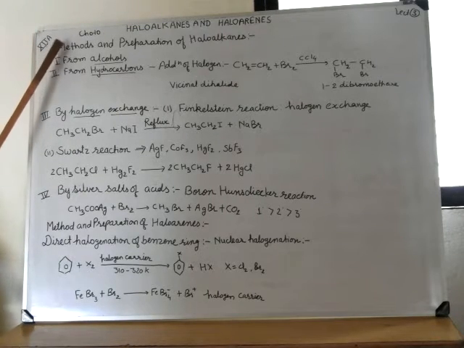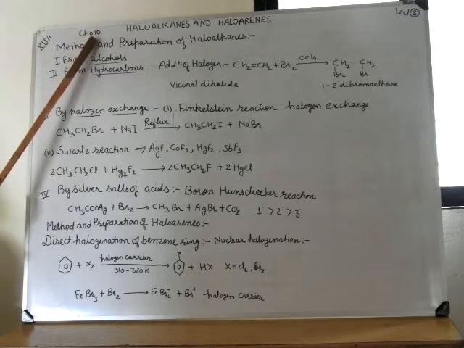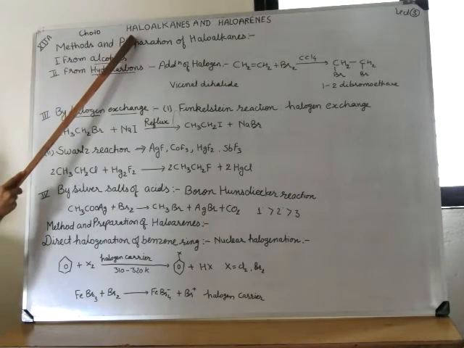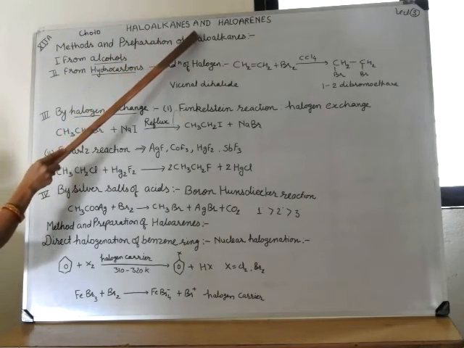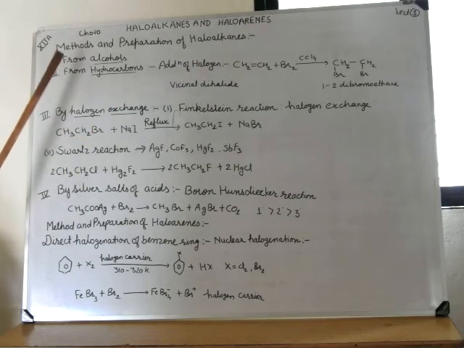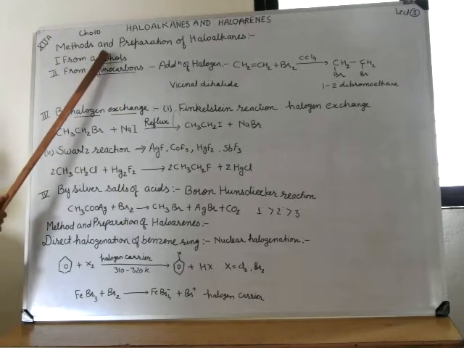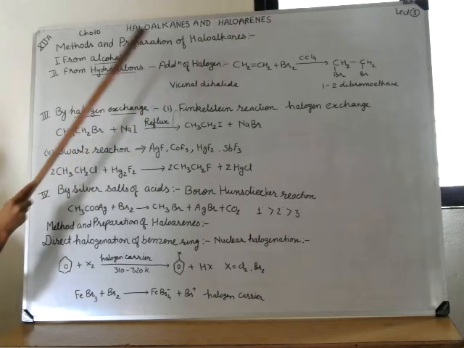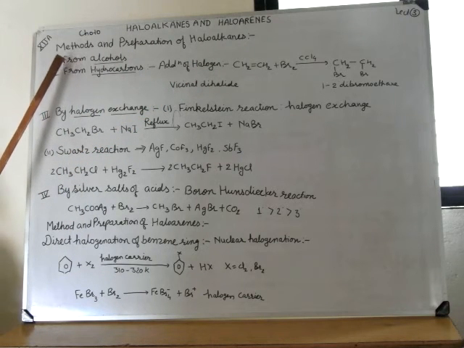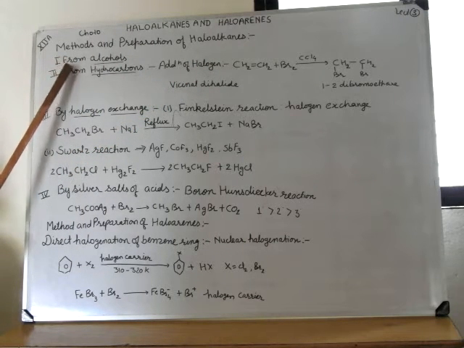Class 12th, chapter number 10, part 2, haloalkanes and haloarenes. We study the methods of preparation of haloalkanes. Last time we studied the first method, from alcohols.